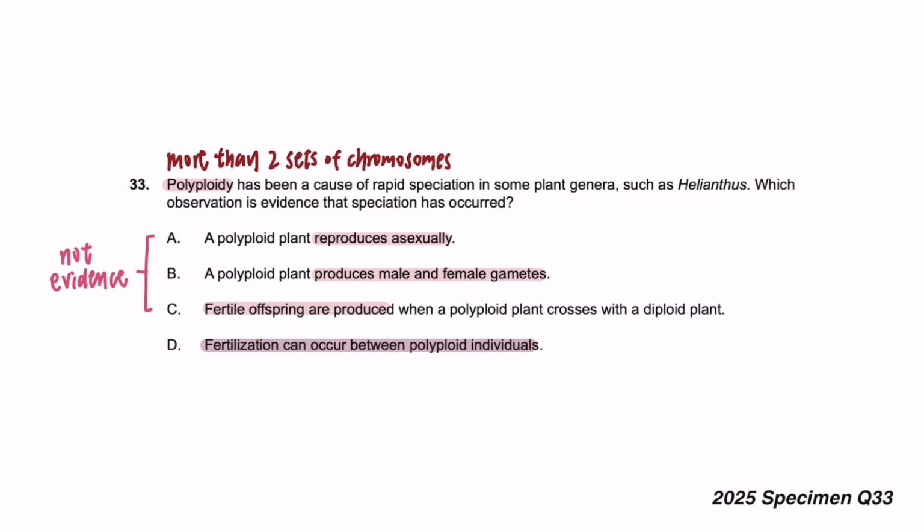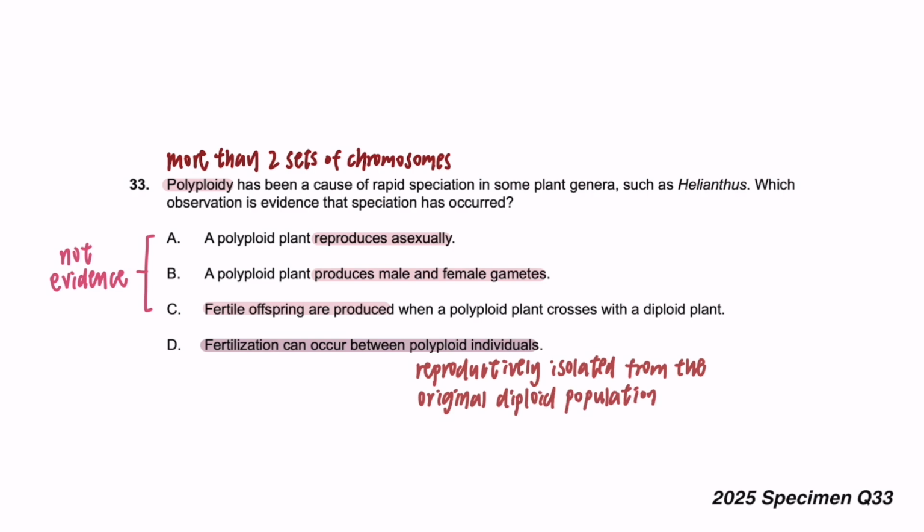Fertilization can occur between polyploid individuals because polyploid individuals are reproductively isolated from the original diploid population, which means they cannot produce fertile offspring when crossed with diploids. This reproductive isolation is a key criterion for speciation. So the ability of polyploid plants to interbreed with each other but not with diploids provides strong evidence that a new species has formed.